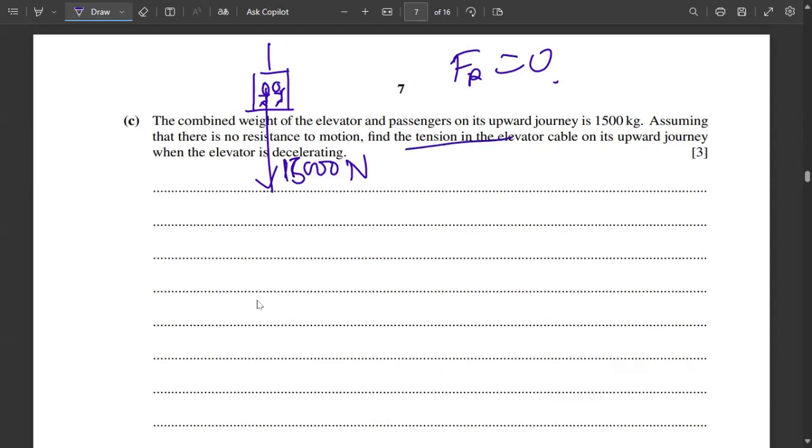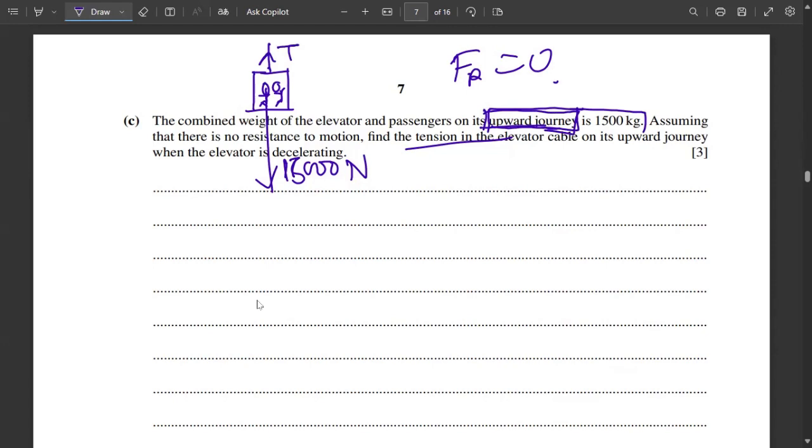Now, one force is moving downwards, and the journey is upwards. That means the elevator is moving upwards. I'll repeat, the journey is upwards. So in order to move the journey upwards, there needs to be a tension upwards because there is weight downwards. If there is some tension that can move the lift upwards, then only it can overcome the weight, and hence the elevator will move upwards. We have to find the tension in the elevator cable on its upward journey when the elevator is decelerating.